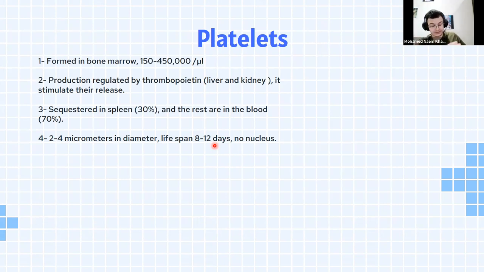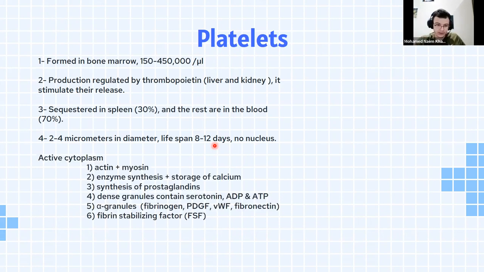You need to know these. This is like ABCs. Okay, so this is the actin cytoplasm. Basically, these are molecules inside the platelets. Do you remember what actinomyosin is? You took it in MSK, in CVP. Actinomyosin are basically the muscle fibers. When they cross, there's a contraction.